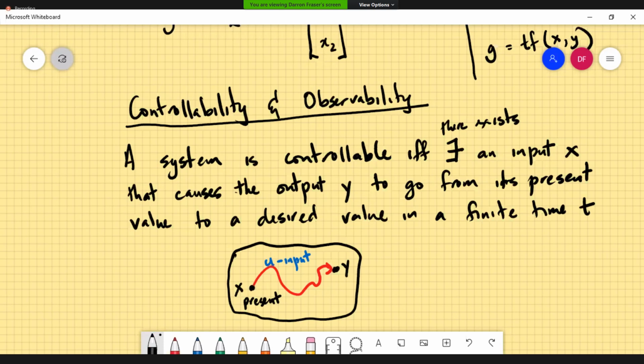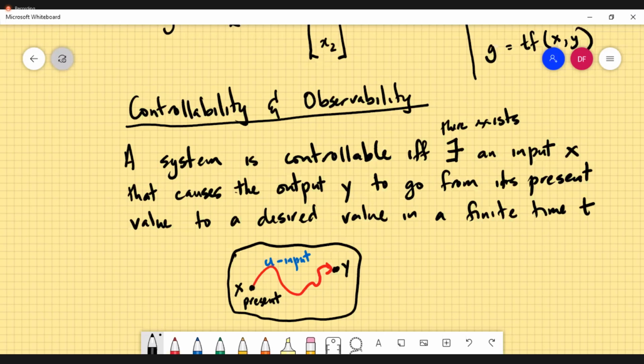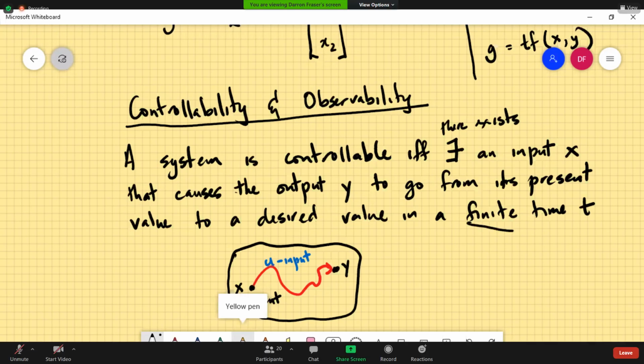Then the system is controllable if there's an input U that will take you from that state to the desired state. If there's no input, or if the input cannot take you there in a finite time, it's taking forever, then what we are saying is that system is not controllable. So the finite is important. All right, so the finite is important. This finite means measurable.